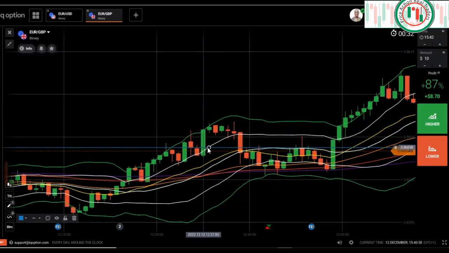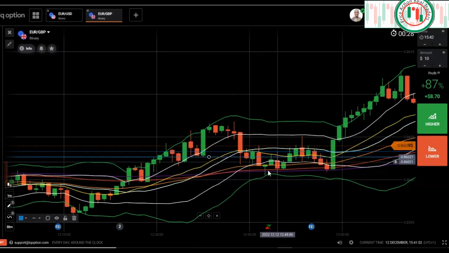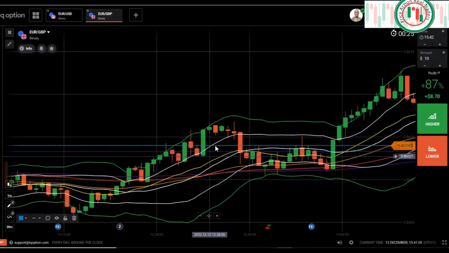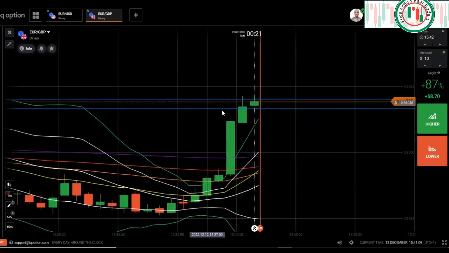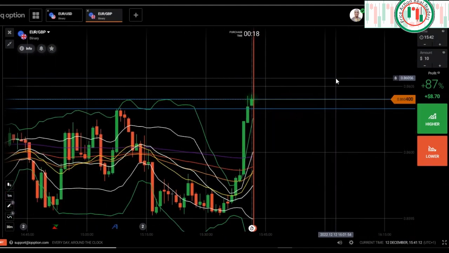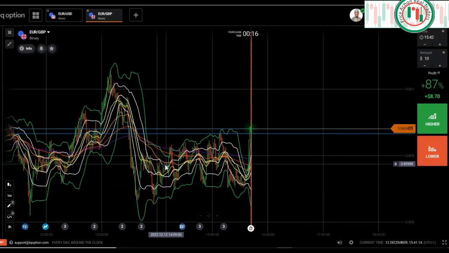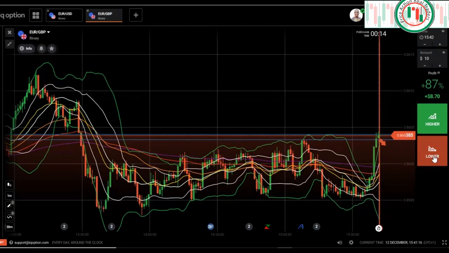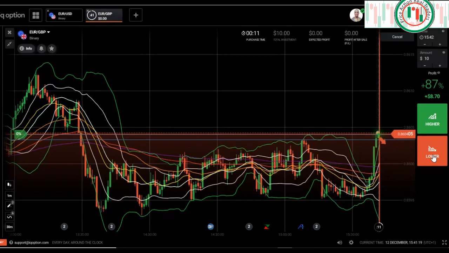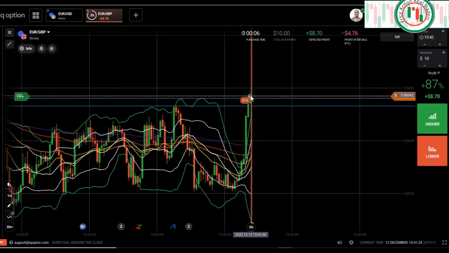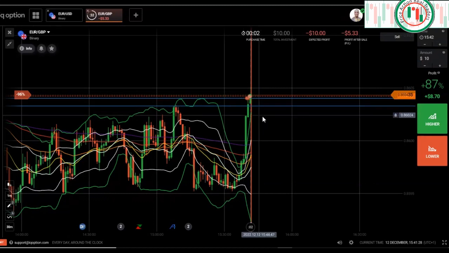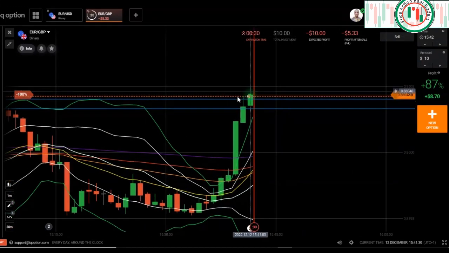We see here this is a very strong area. This is a strong area. I'll place put option. I place my trade, put option, here. Because of this strong area, I'm expecting market to create a weak candle here. That's why I place my trades.